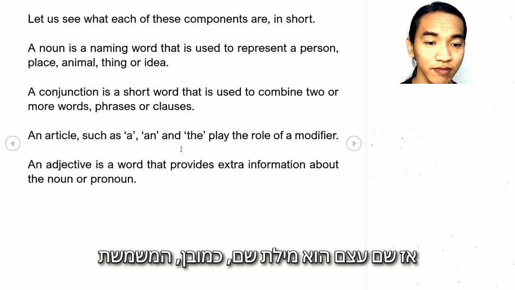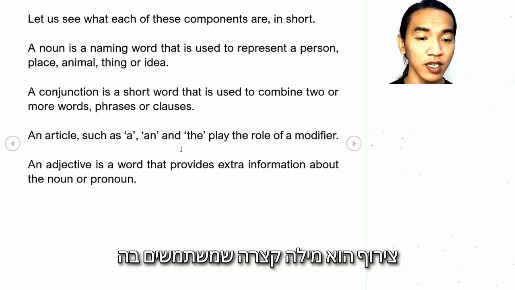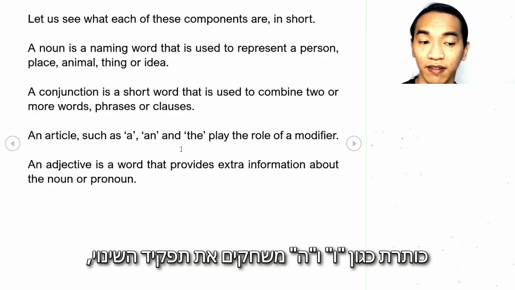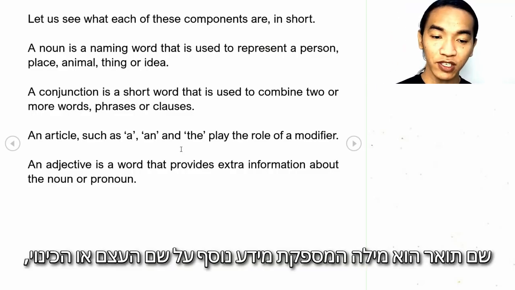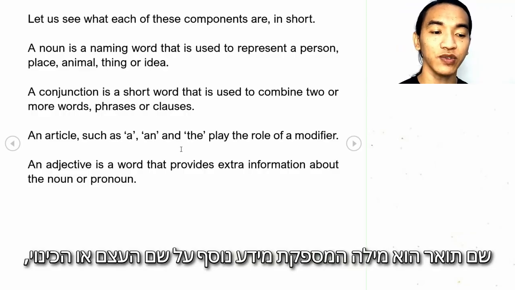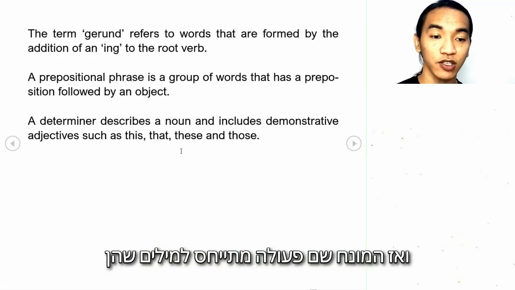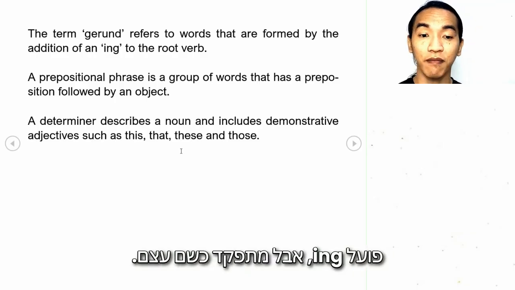So, a noun is a naming word, of course, that is used to represent a person, a place, animal, thing, or an idea. A conjunction is a short word that is used to combine two or more phrases or clauses. An article, such as a, an, and the, play the role of a modifier. They are considered as modifiers. An adjective is a word that provides extra information about the noun or pronoun, so they are describing words. And then the term gerund refers to the words that are formed by the addition of ing to the root word, okay, verb plus ing, but functions as a noun.